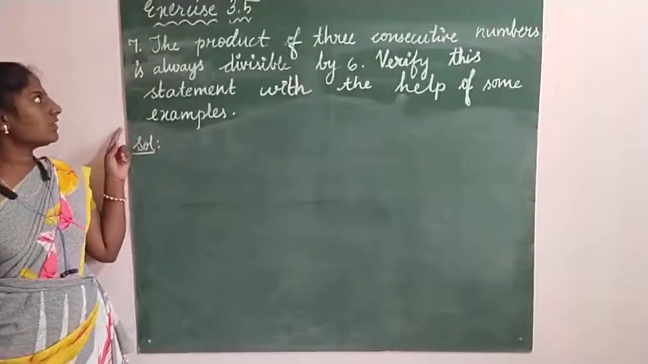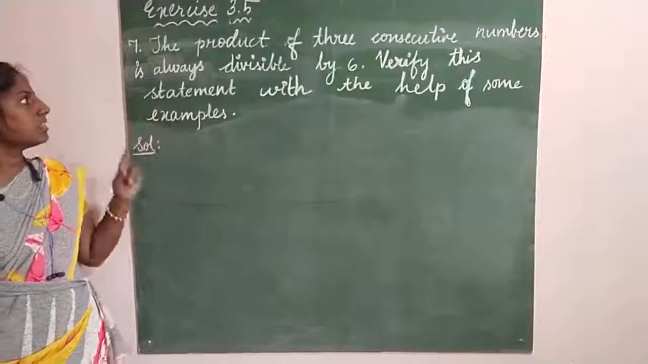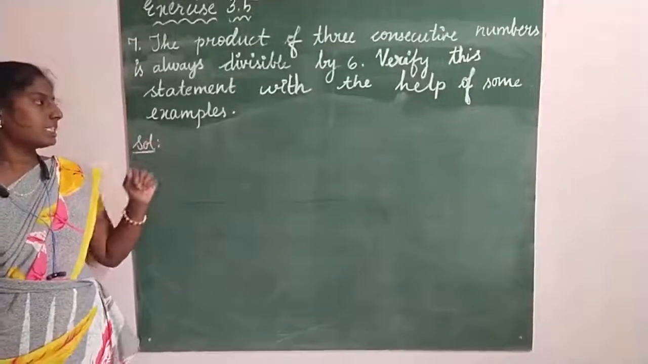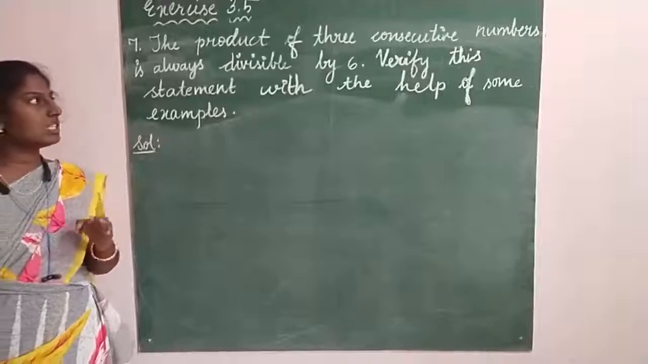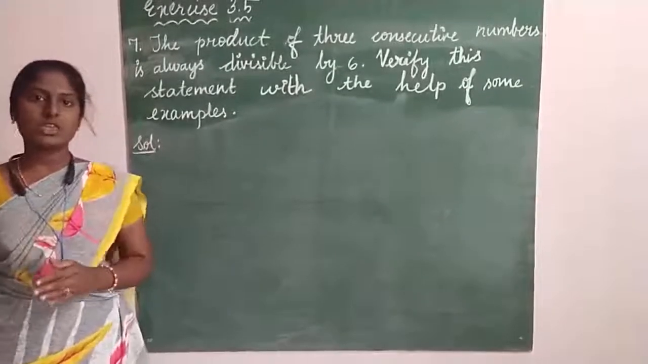Now let us look into the seventh question. What is the question given here? The product of three consecutive numbers is always divisible by 6. Verify the statement with the help of some examples. Let us take three consecutive numbers. What do you mean by consecutive numbers? The adjacent numbers are known as consecutive numbers.